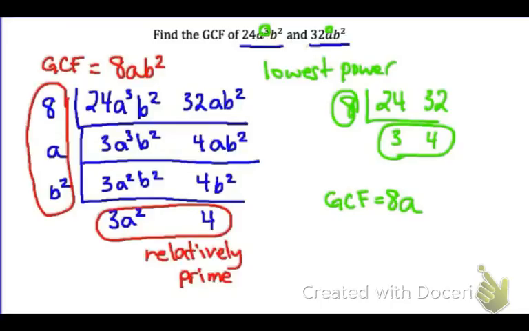And I'll do the same thing with the b's. I'll compare the powers. b squared and b squared are equal, so b squared is our lowest power of b. So a different technique for finding the power of the variables that goes into the GCF. So once again, two techniques for finding the value of the variables. Either you can divide them out using the double division method on the left, or you can compare powers and look for the lowest power for the GCF on the right.